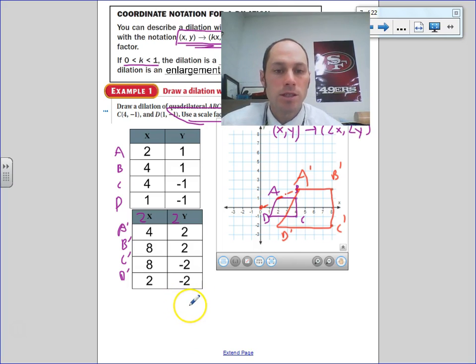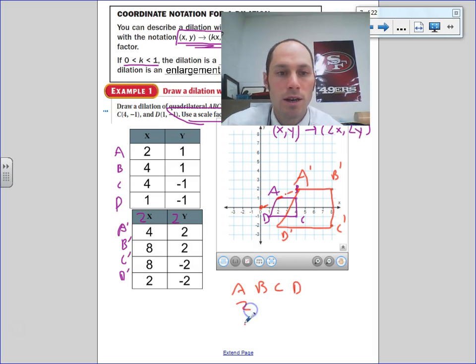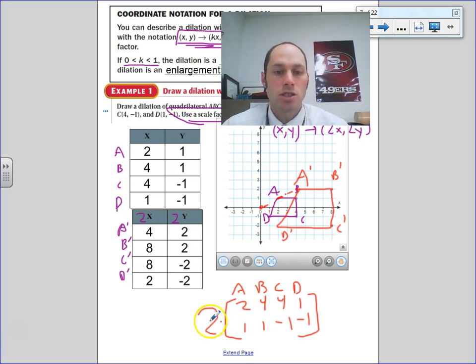The other way that I could do that would be to use a matrix. I could take my x's and y's and put those in a matrix. So I get my A, B, C, and D coordinates: 2, 1, 4, 1, 4, -1, and 1, negative 1. Remember, in the matrix, the x values go on top, the y values go on the bottom. And all I do is just multiply. When I multiply the matrix, I just multiply by 2 since that's my scale factor.